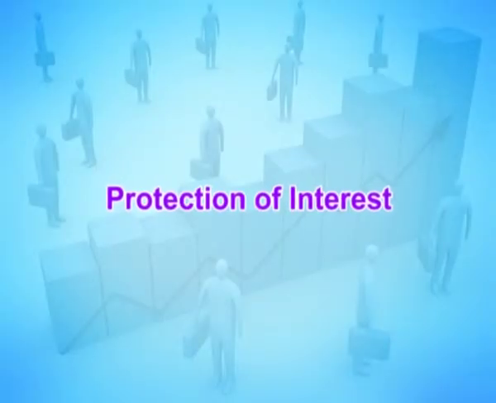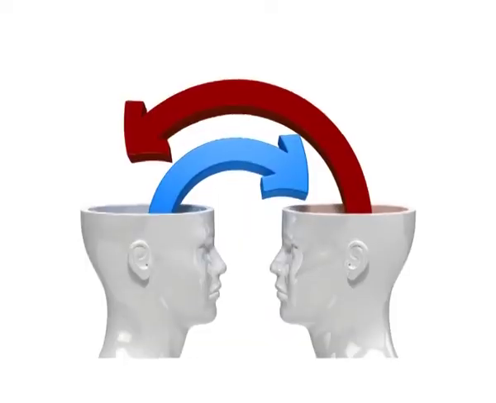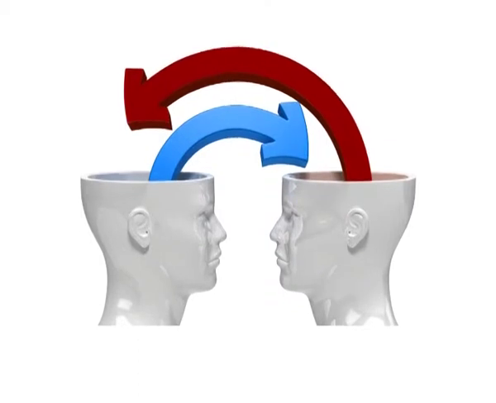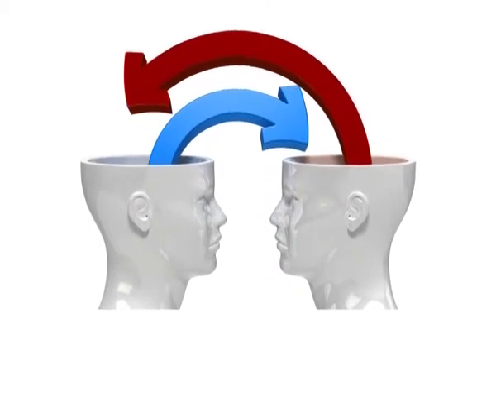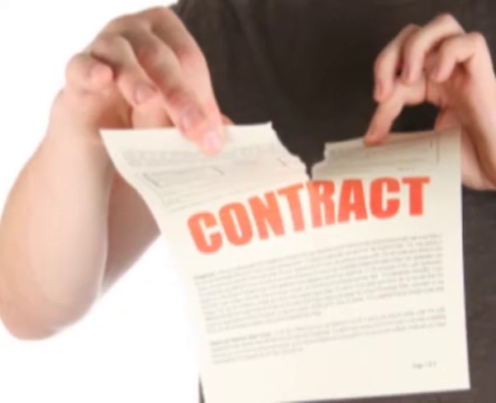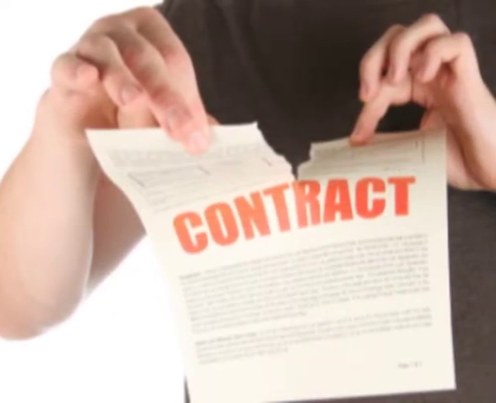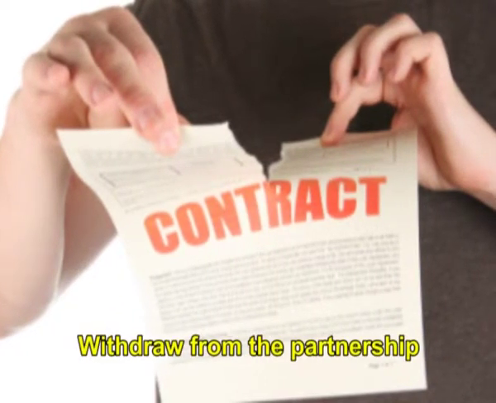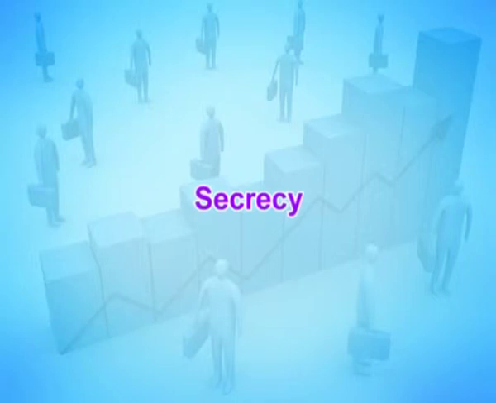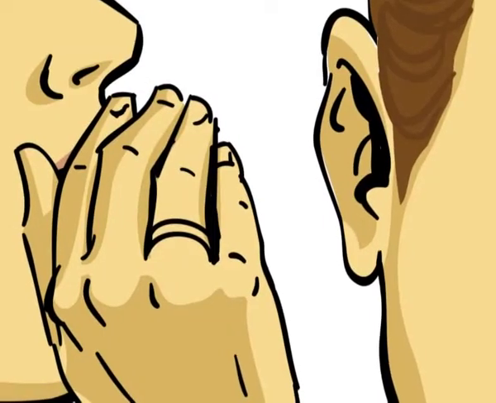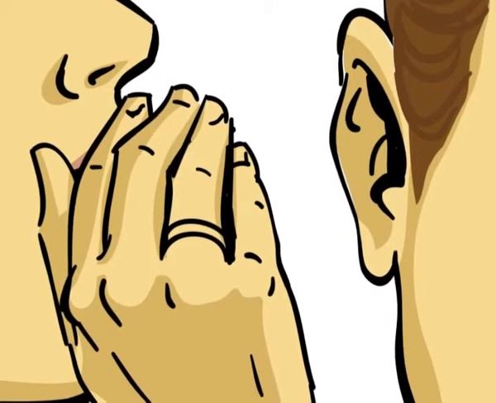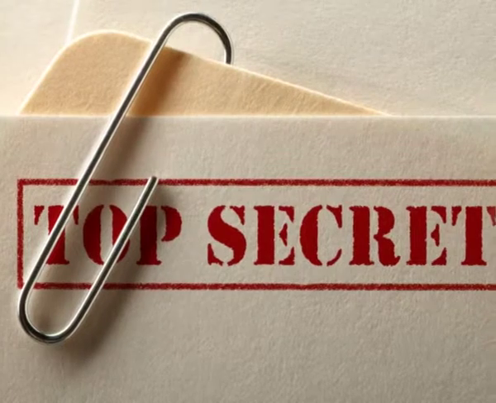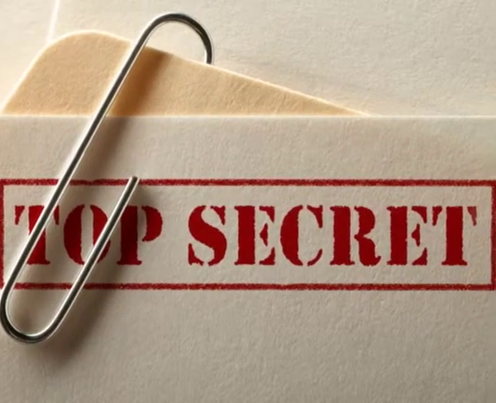Protection of interest. In partnership form of business organization, the rights of each partner and his or her interests are fully protected. If a partner is dissatisfied with any decision, he can ask for dissolution of the firm or can withdraw from the partnership. Next is the question of secrecy. Business secrets of the firm are only known to the partners. It is not required to disclose any information to the outsiders. It is also not mandatory to publish the annual accounts of the firm.